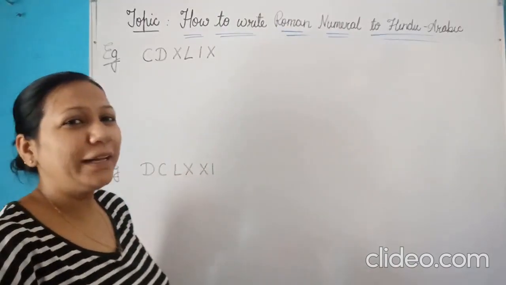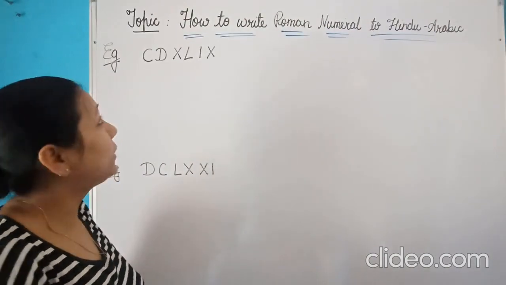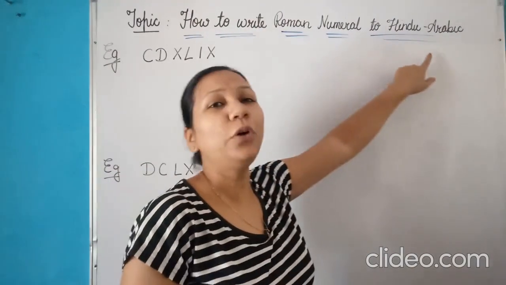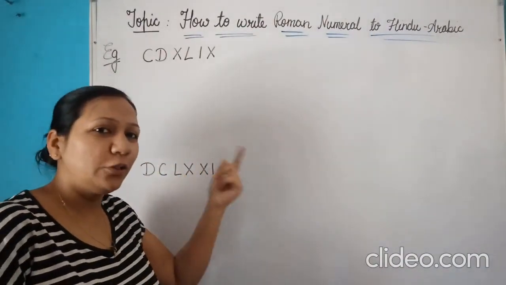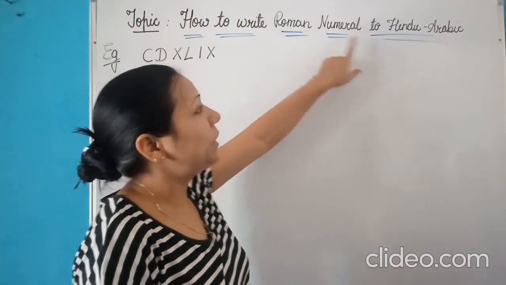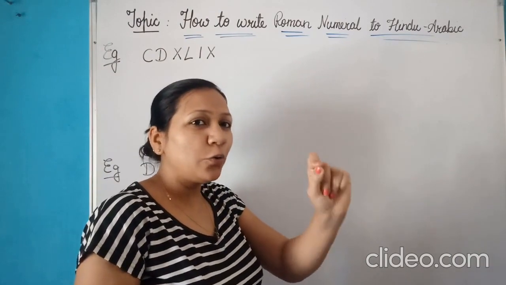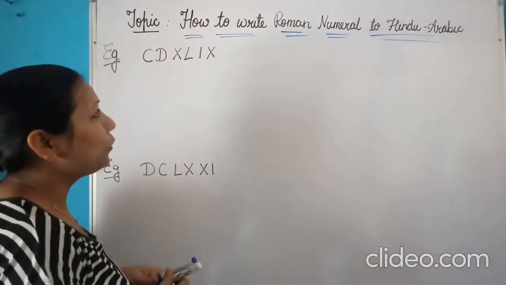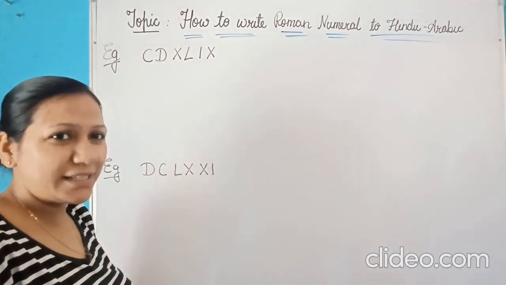So students, welcome back. Now in this lesson I would like to tell you how to write any Roman numeral in Hindu Arabic form. In our previous lesson we did how to write Hindu Arabic to Roman. Now it is our turn to change Roman numeral to Hindu Arabic form, and there is a very small rule or trick which you should learn, then you will be able to write the numbers very quickly and easily.